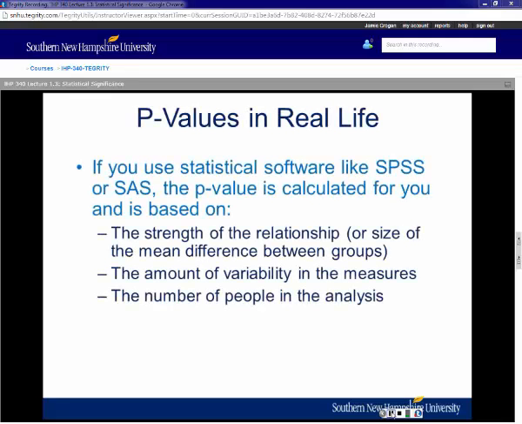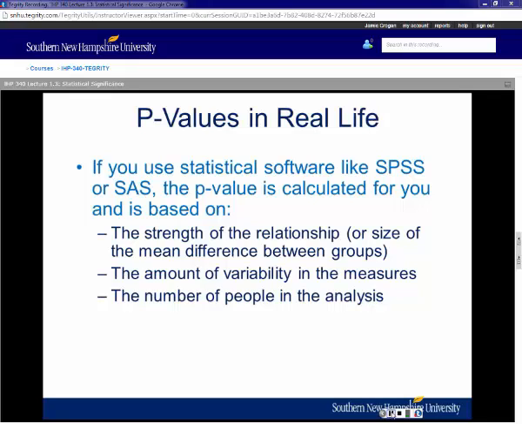So the p-values that I'm talking about relative to this type 1 error are generated by the statistical software packages that researchers use. Some examples are SPSS and SAS. These are statistical software packages that perform our statistics for us, so we don't have to do them by hand. The p-value is generated along with the results of those statistics, and you'll see these p-values reported in research articles.